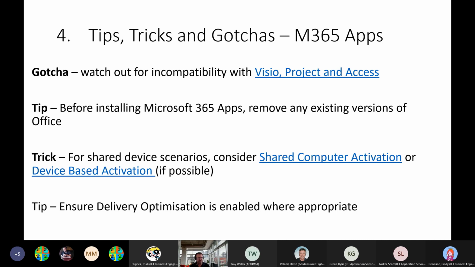And then finally, for all those updates and installations, you really need to be looking at delivery optimization to make sure we're minimizing the use of bandwidth between sites and between your site and the updates on the internet. So that was all we're going to cover on Microsoft 365.